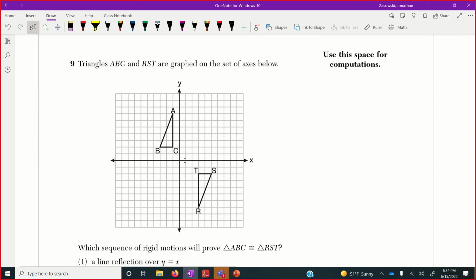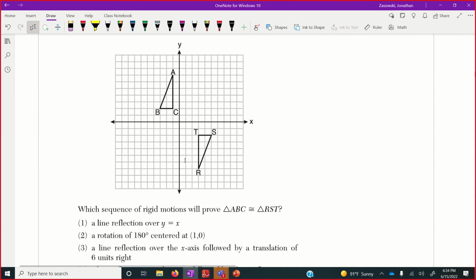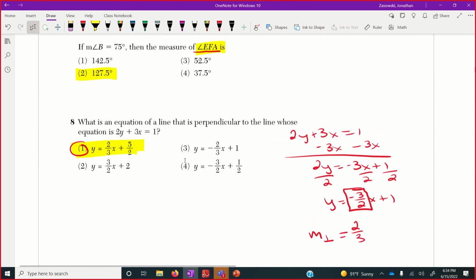Number 9, which sequence of rigid motions will prove the triangles are congruent? Charlotte, what do you got?